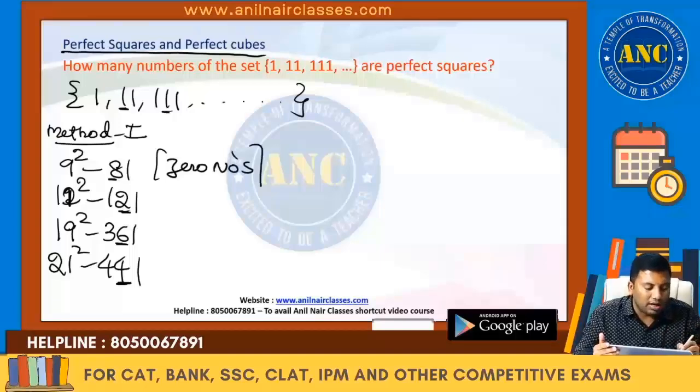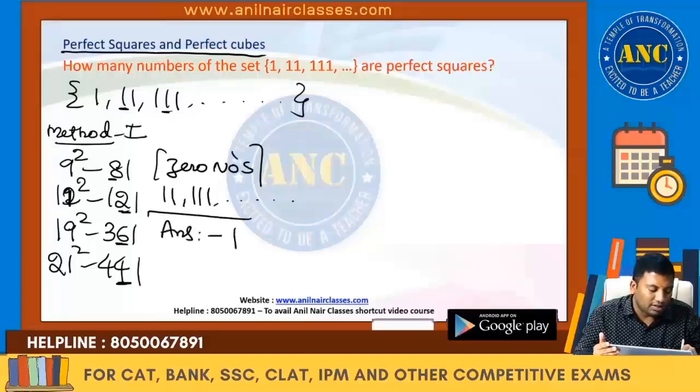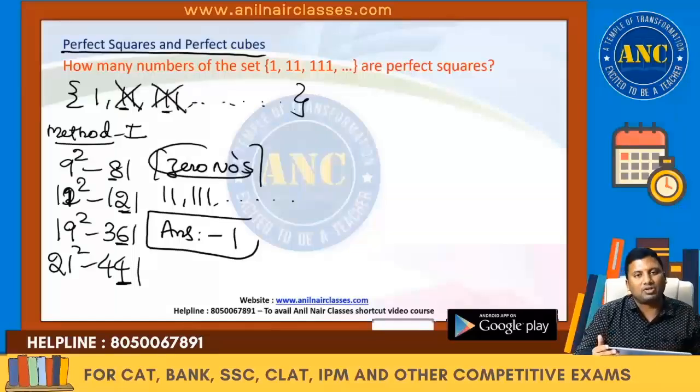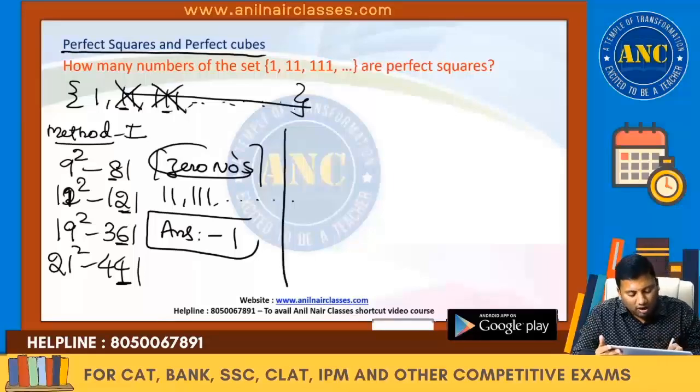There is no number except 1 that is a perfect square from the series 1, 11, 111 and so on. So the answer is only one number. Answer is 1. None of the other numbers are perfect squares because any perfect square ending with 1 has an even tens place. For 11, the tens place is an odd number. For 111, the tens place is an odd number. All these are eliminated. The only number which is a perfect square is 1. I hope the idea is clear. That was Method 1.